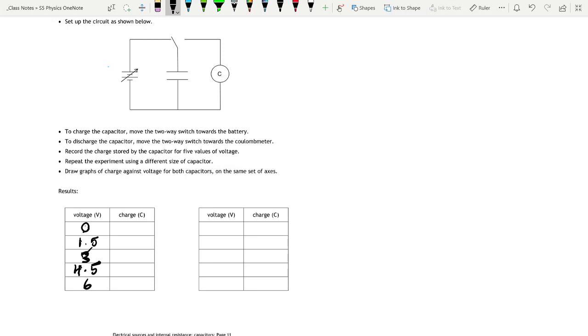And you're going to do that with 2 different capacitors, the same voltages. So it'll still be 0, 1.5, 3, 4.5, and 6 volts. But the charge will be different because you've got different capacitors. And then you're going to draw graphs of charge against voltage for both capacitors on the same set of axes. So I'm going to pause there and let you watch the experiment.